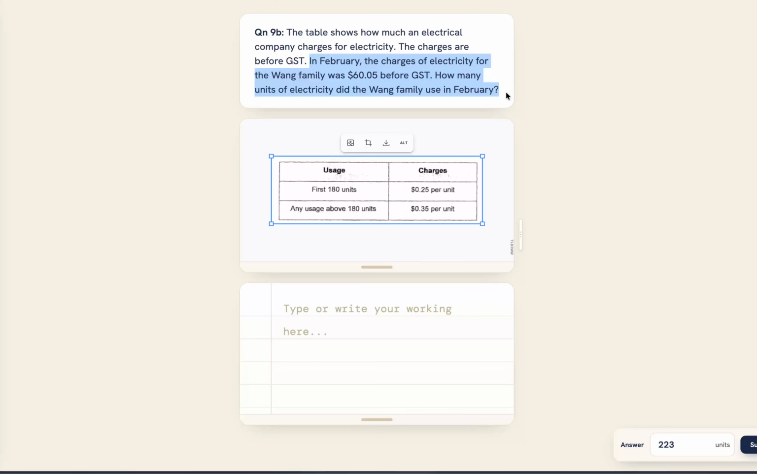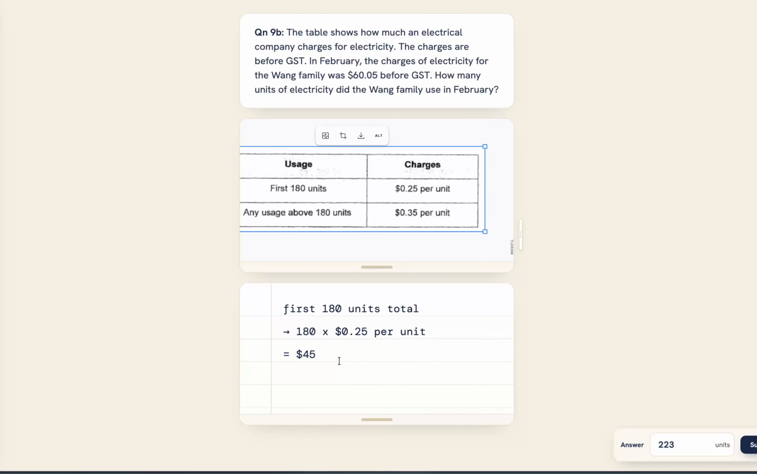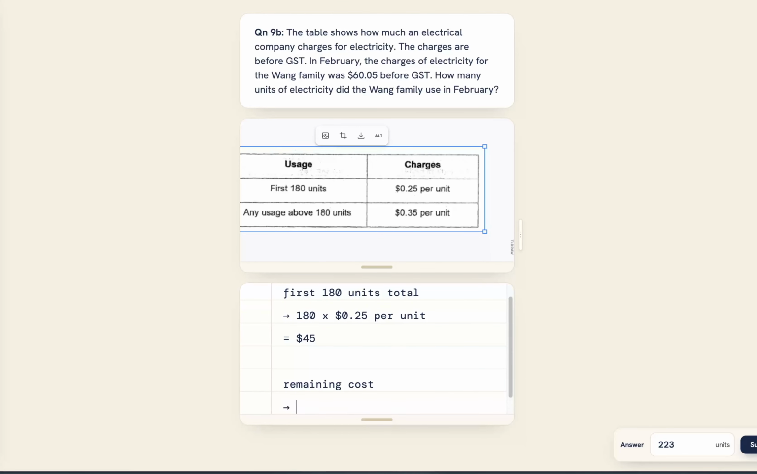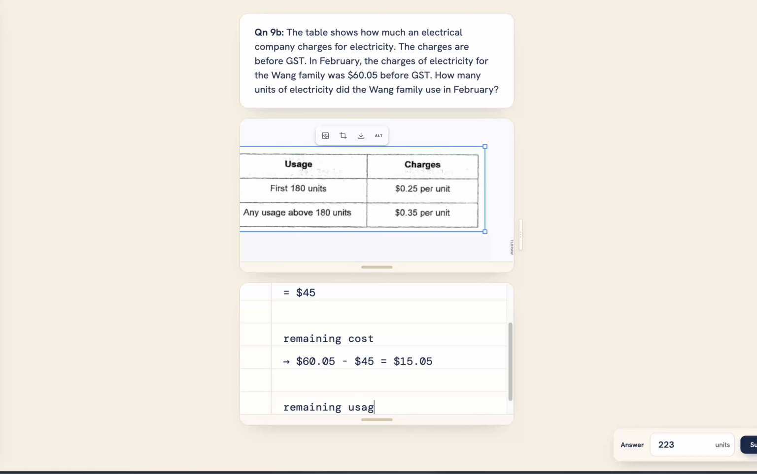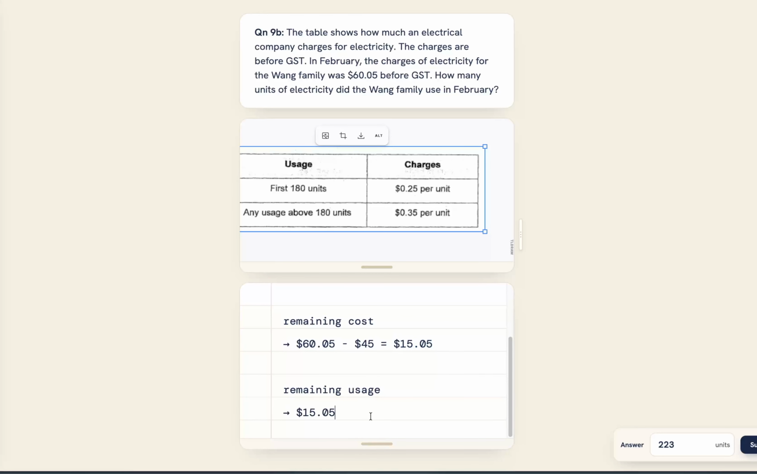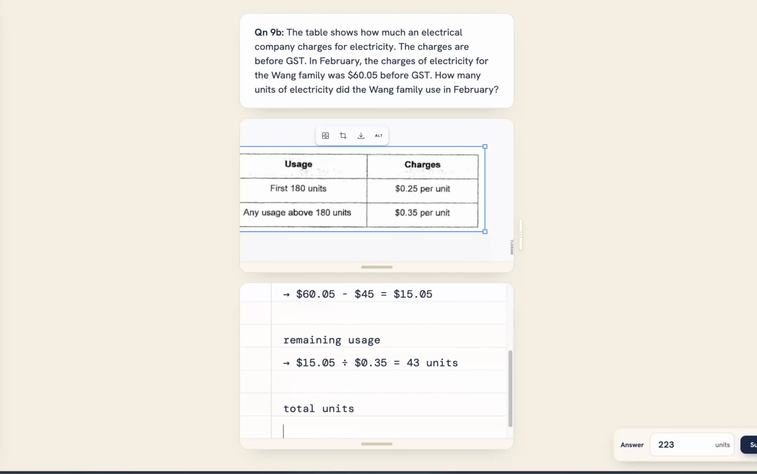So for part B, in February, the charges of electricity for the Wang family was $60.05 before GST. How many units of electricity did the Wang family use in February? So we know that the first 180 units in total is $45. So the remaining cost will be $60.05 minus $45, which is $15.05. So the remaining usage will be $15.05 divided by $0.35, which is 43 units. So the total units is basically 180 plus 43. This will be 223 units.